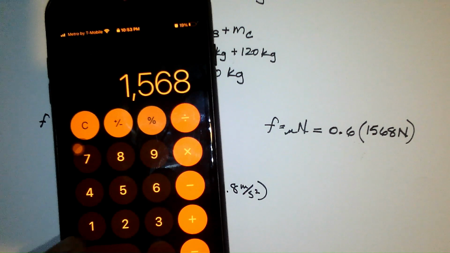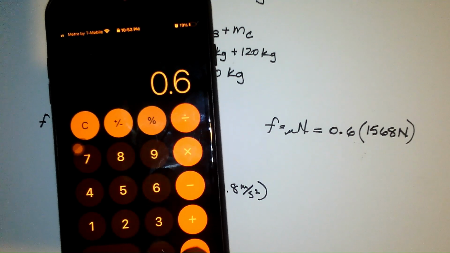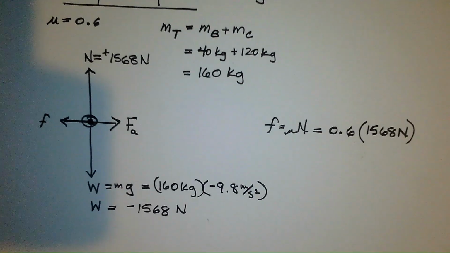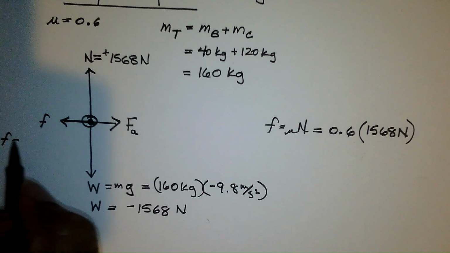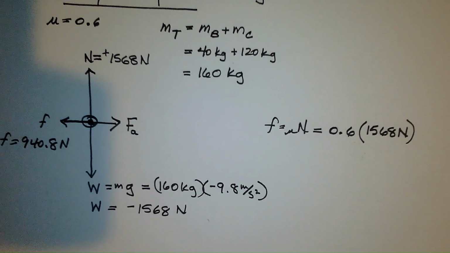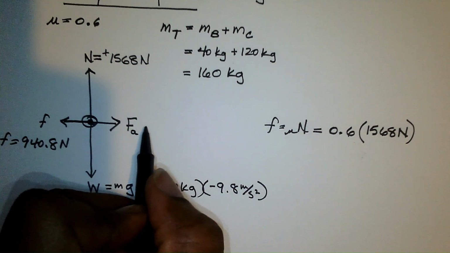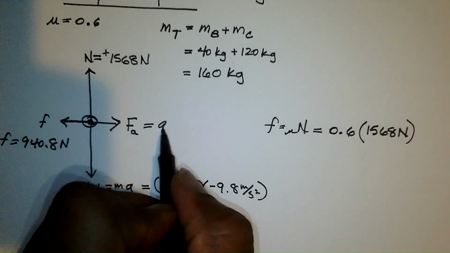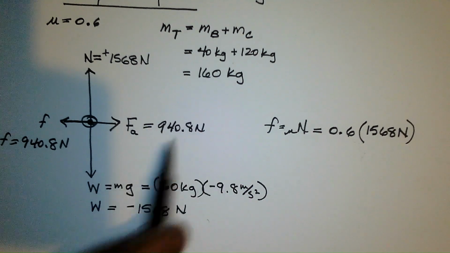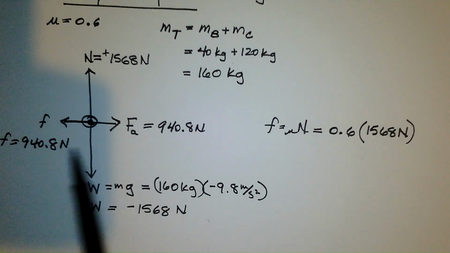So 1568 times 0.6 will give us a friction of 940.8 newtons. If it's going at constant velocity, most of this stuff will say constant velocity, then that means that the applied force is 940.8 newtons as well. So that, according to Newton's first law, these two cancel out.